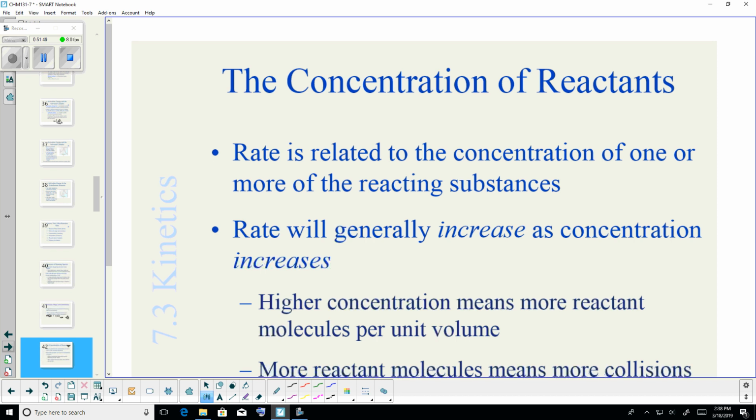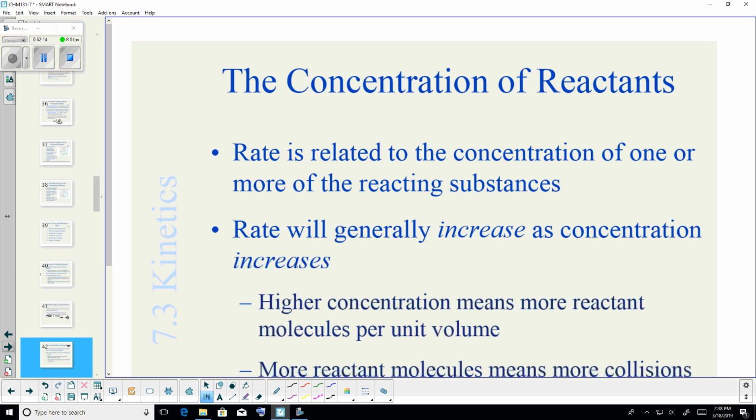Concentration. Why does that affect the rate? As the concentration increases, the rate increases. Why? More chances, more collisions. Right?